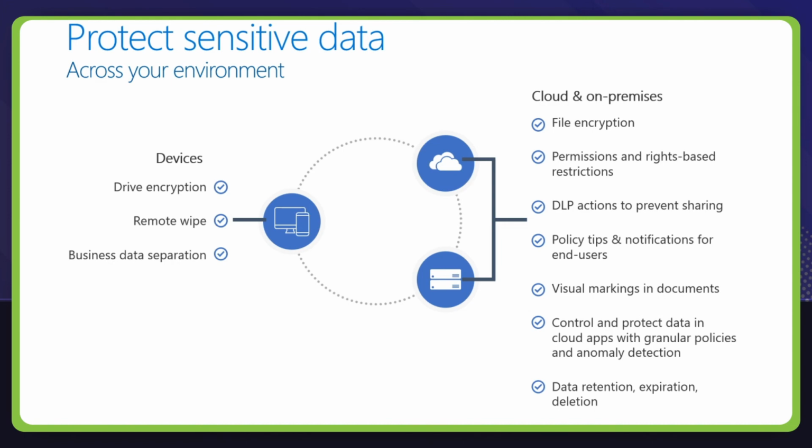To help end users make more informed decisions, you can enable policy tips that notify users that the document they are working with contains sensitive information, or you can even automatically apply a visual marking to a document, such as a header or footer. To help prevent sensitive information from staying around longer than necessary and potentially posing a risk, you can automatically retain, expire, or delete documents based on data governance policies defined by your company.